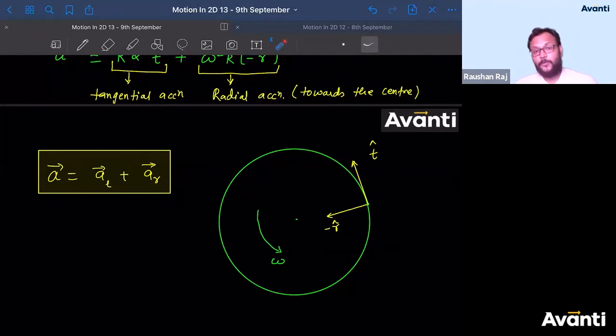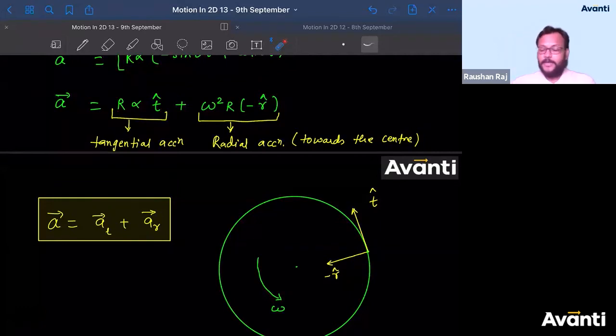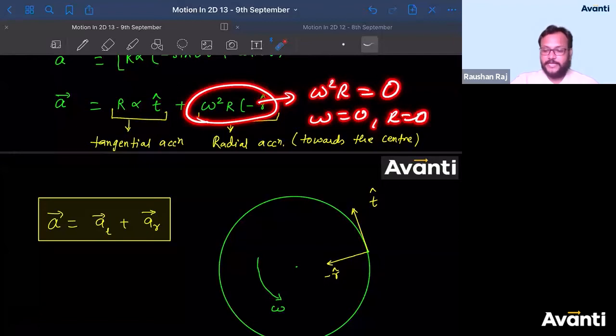What about radial acceleration? Can we have zero radial acceleration? Never. If a particle is undergoing circular motion, AR can never become 0. Because if you say this is 0, that means omega square R is 0, so either omega is 0 or R is 0. In either case, there will not be a circular motion. If omega is 0, there is no motion at all. If R is 0, there is no circular motion.